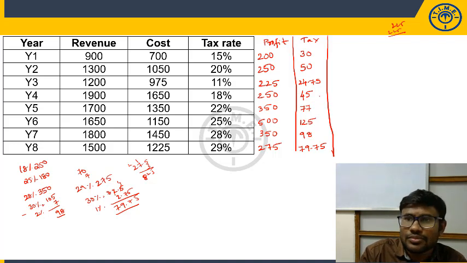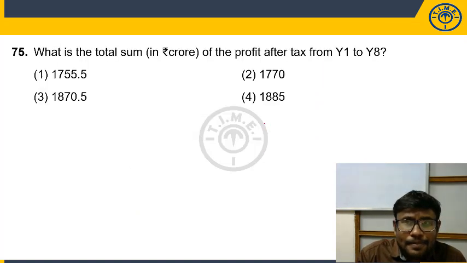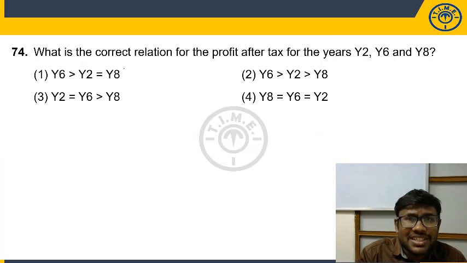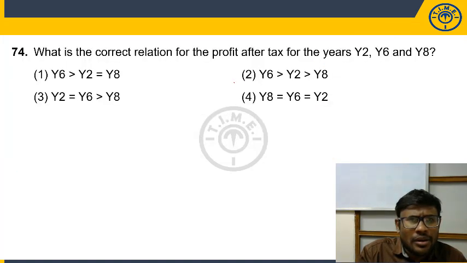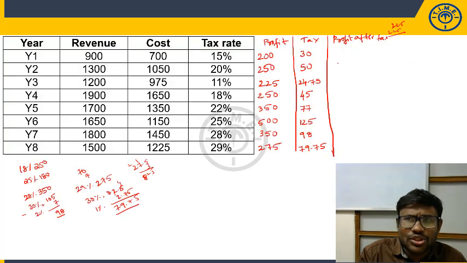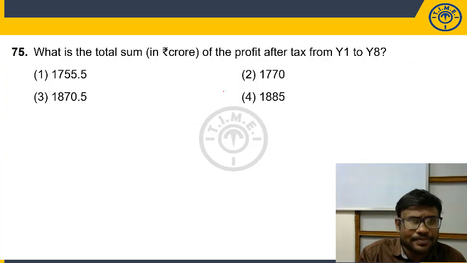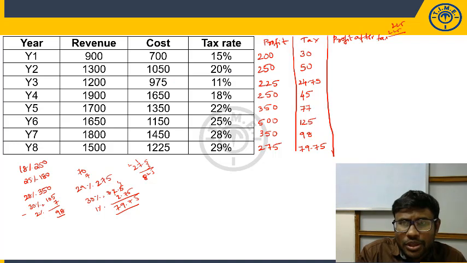Now what is the question? What is the correct relation for the profit after tax for the years Y2, Y6 and Y8? So we have to calculate the profit after tax. It's asking only for Y2, Y6 and Y8, right? So let us calculate Y2, Y6 and Y8. For Y2, 250 minus 50, that is 200.